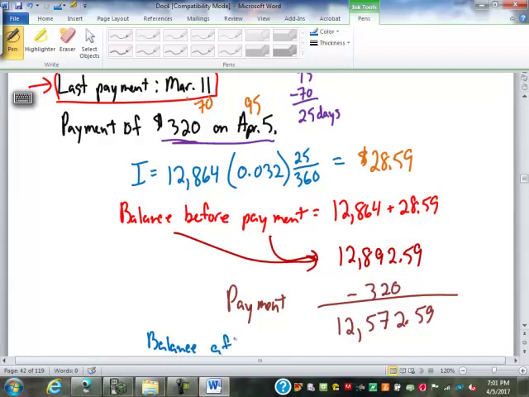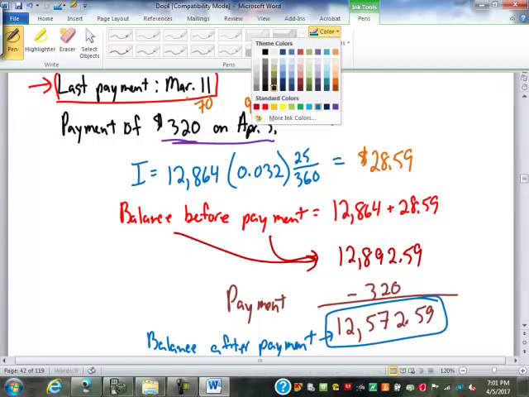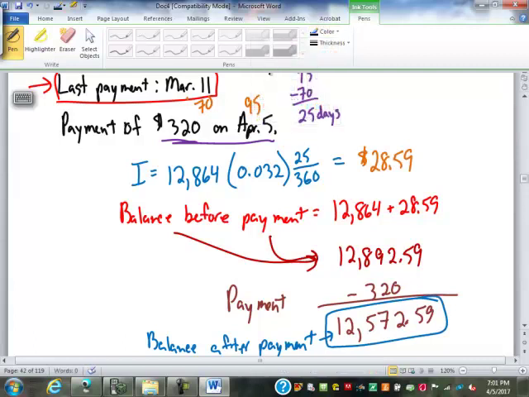So the balance after the payment is $12,572.59. Now I'm going to show you something that banks hate. In fact, several banks have actually now put it in their loan contracts that you can't do this.